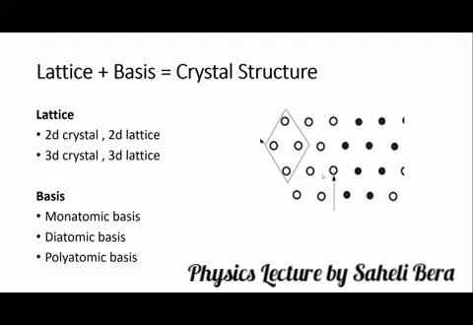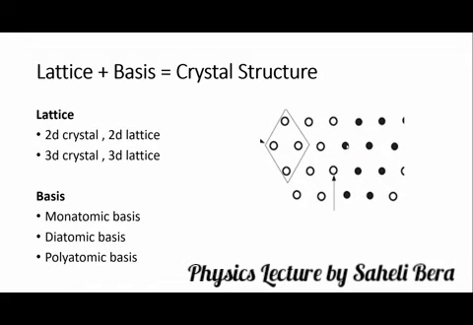So if you want to consider the 3D crystal, then we have to assume the 3D lattice. Okay, so these dots are lattice points which are periodic in both directions. Now these are just the points. There is no atom or nothing there.